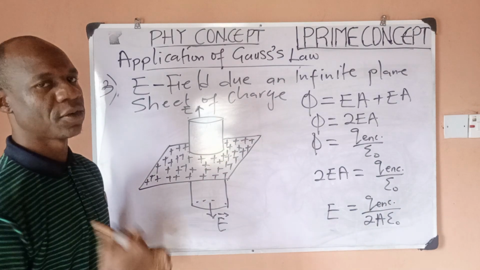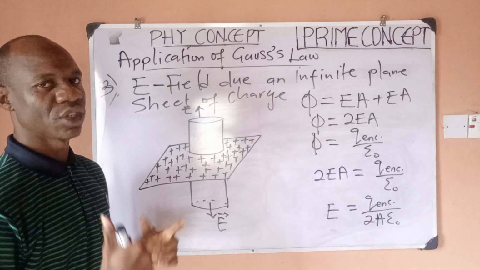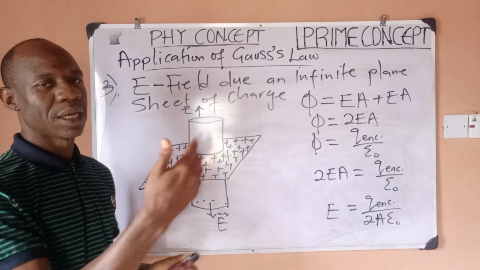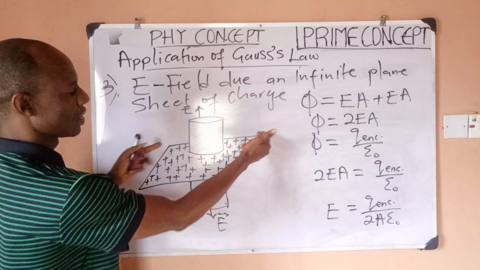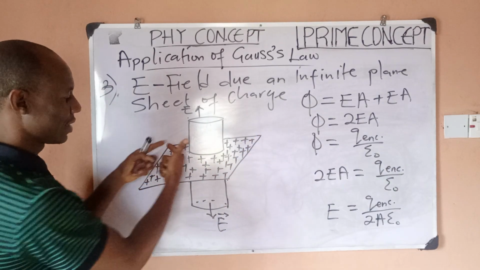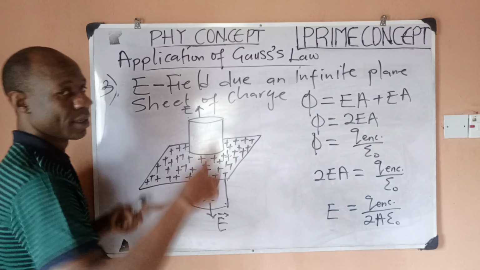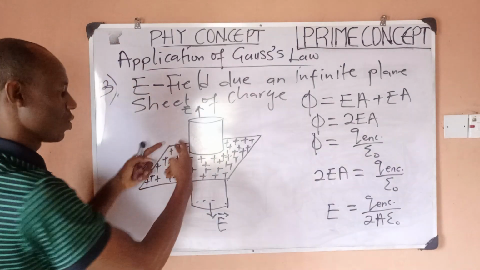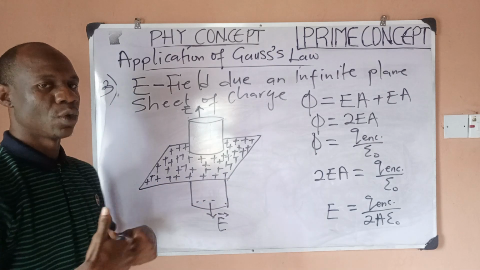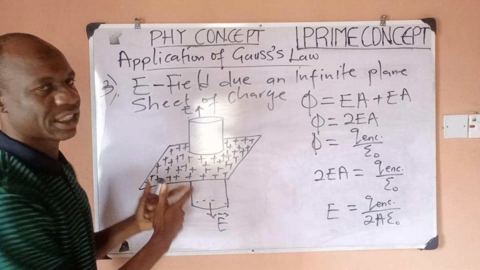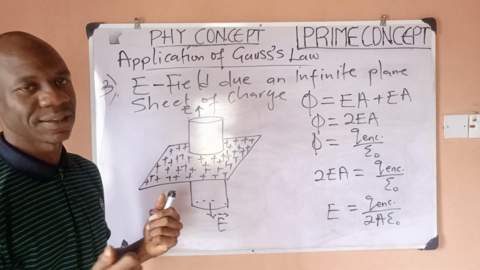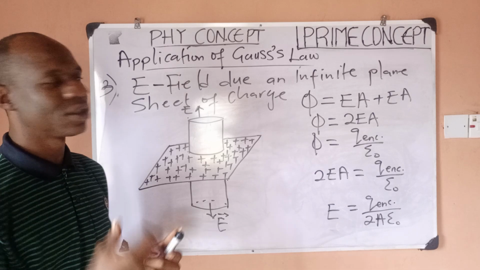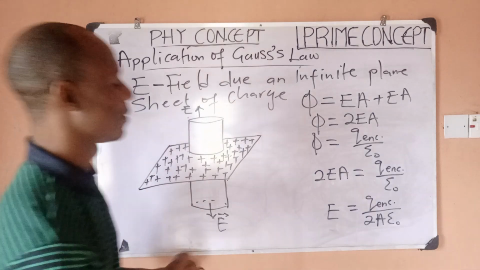So the same way we did for linear charge distribution, we have to change it to linear charge density. So we're going to do the same thing for this sheet. This sheet has an area, but in the other case, that one has a line, a length. This sheet has an area, so we're going to use surface or area charge density.